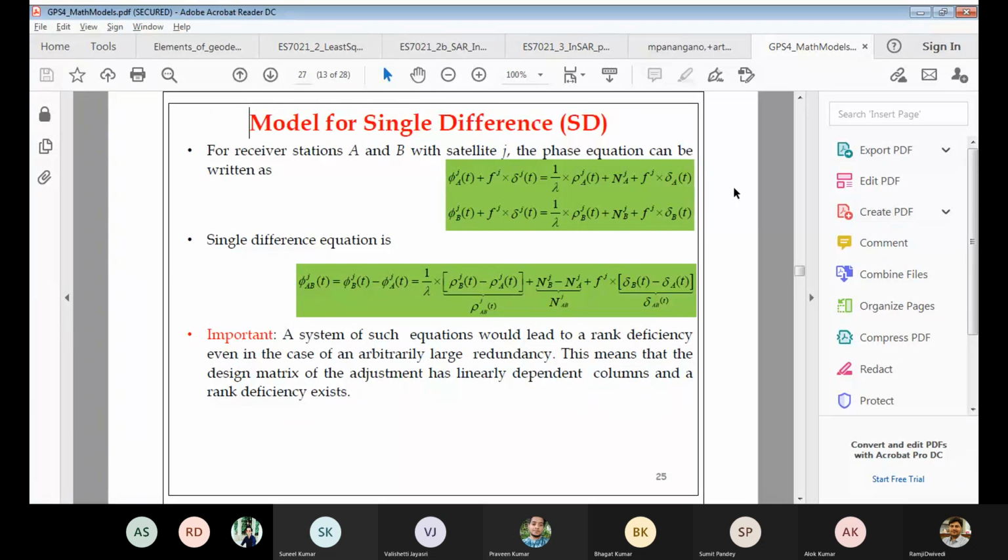Carrier phase measurement. Receiver, and we are solving the equation based on the measurements, differencing the observable. So by differencing, the objective is to minimize or reduce the common errors.